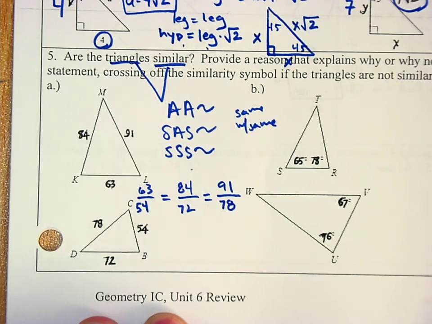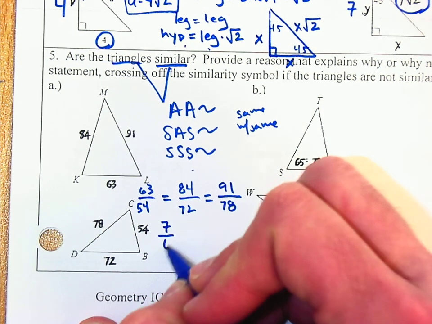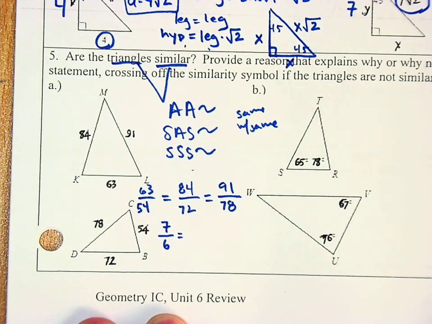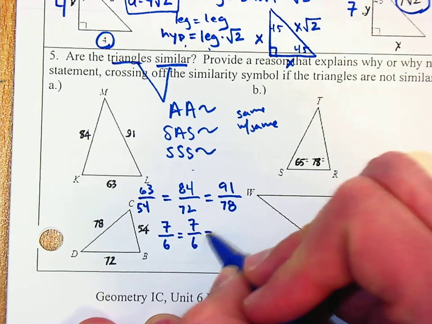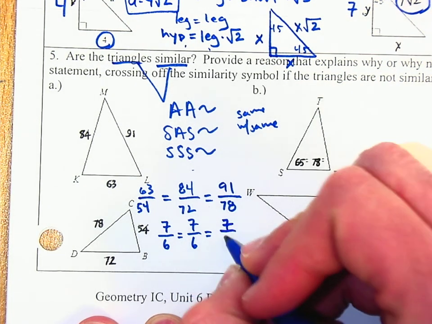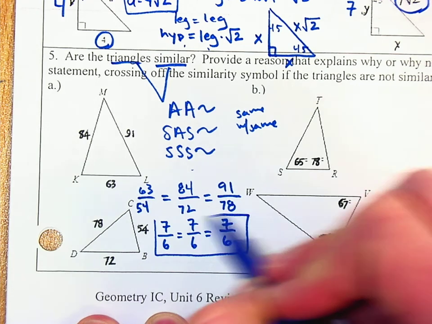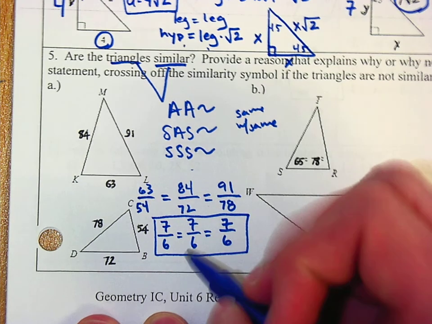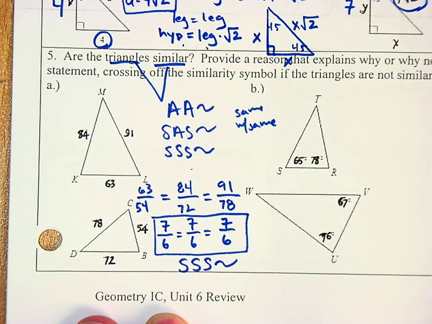Now I need to reduce. Well, 63 and 54 are both divisible by 9. We get 7 over 6. 84 and 72 are both divisible by 12. That's also 7 over 6. And 91 and 78 are both divisible by 13. That's also 7 over 6. So their sides are proportional. Therefore, we can say side-side-side similarity is achieved.